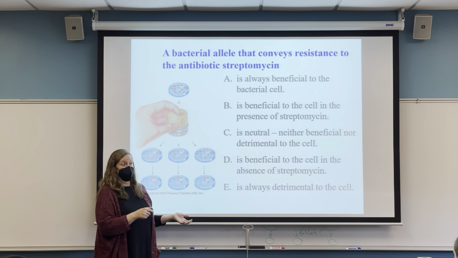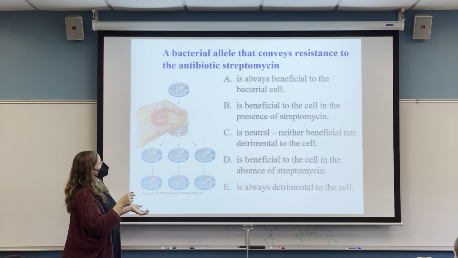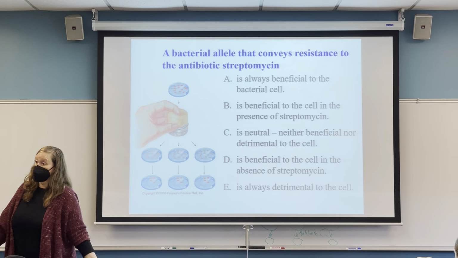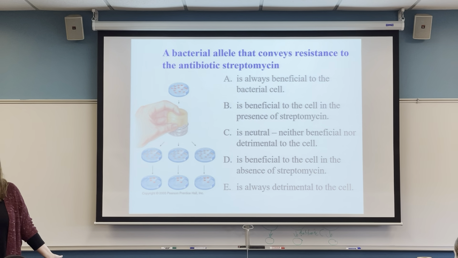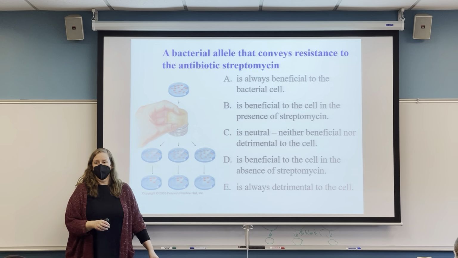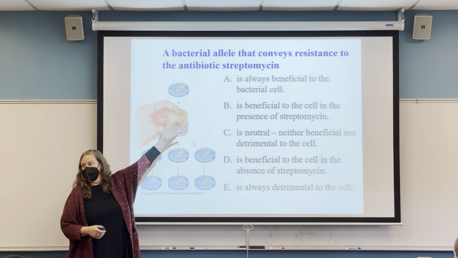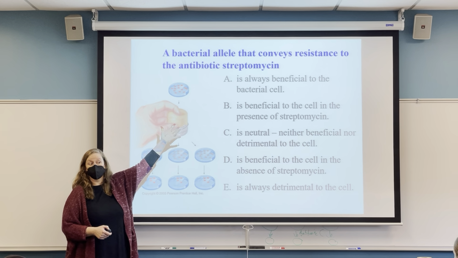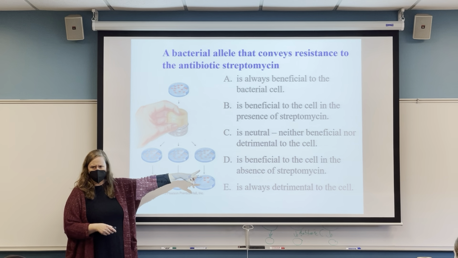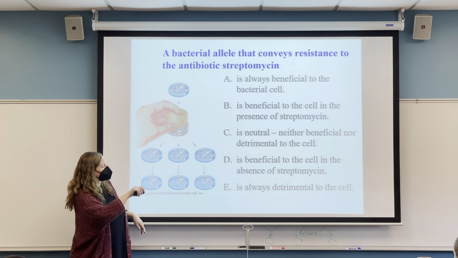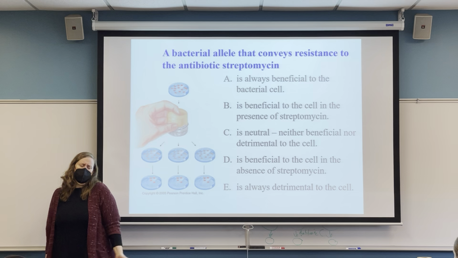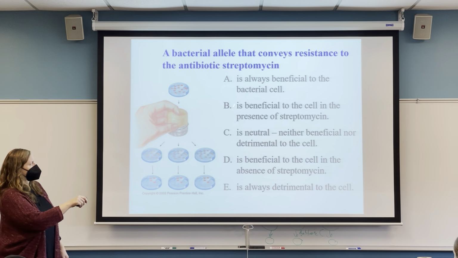Is beneficial to the cell in the presence of streptomycin? Well, that sounds pretty good, right? Yeah. So if it has an allele that gives it resistance to streptomycin and then it's exposed to streptomycin, it can survive. Is neutral, neither beneficial or detrimental to the cell? Well, no, it's in streptomycin. It's an antibiotic that can kill it, but it has resistance to streptomycin, so no, that's not good. Is beneficial to the cell in the absence of streptomycin? No, that's kind of like the same as this, right? And is always detrimental to the cell? No. Good. So definitely B is the best.